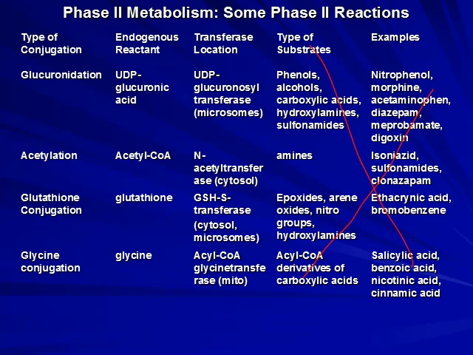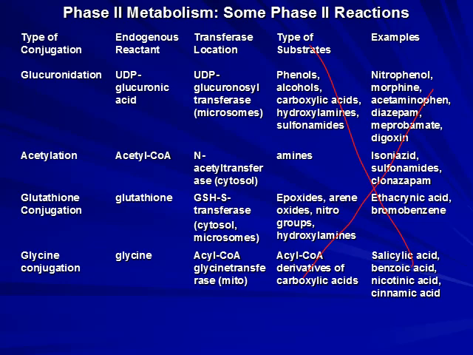Now, if you look at this slide, just ignore the last two columns, but concentrate on the first three. The type of conjugation, the name of the endogenous reactant, and the enzyme and its location. So glucuronidation is carried out by UDP glucuronyl transferase. The endogenous reactant, UDP glucuronic acid, is made in the cell and sticks around in the cell, transferring the glucuronate to the exposed functional group. And this is happening in the microsomes. Glucuronidation is carried out in the microsomal portion, just like phase 1.